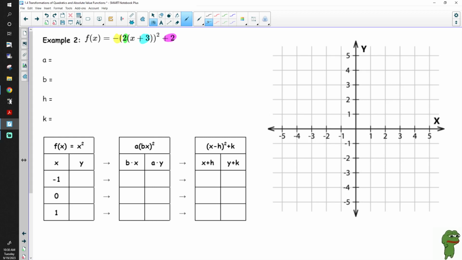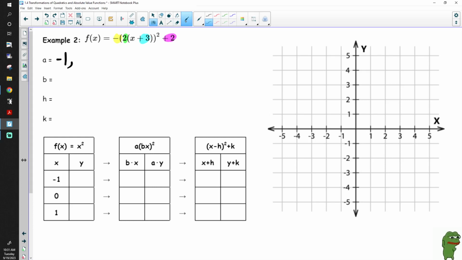So which of those is my a? Yes, it's easy to think it's the 2. There's actually a -1. Whenever you see a negative in a parenthesis, there's always an invisible 1. But mathematicians are lazy. They don't like to write 1s. Because what happens when you multiply by 1? Nothing. So it's -1.